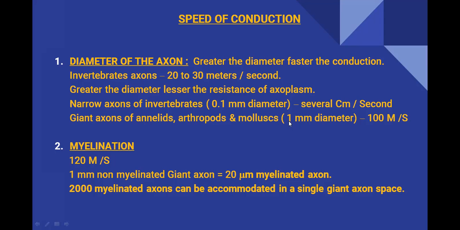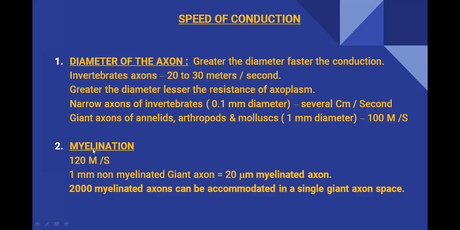Their diameter is around 1 millimeter. In these giant axons, the nerve impulse travels at 100 meters per second. This is the maximum speed of nerve impulse in invertebrates, in some annelids, arthropods, and molluscans which have giant axons. These giant axons help them propagate nerve impulses very rapidly, and that's why such arthropods, annelids, and molluscans are able to respond very quickly to surrounding stimuli.